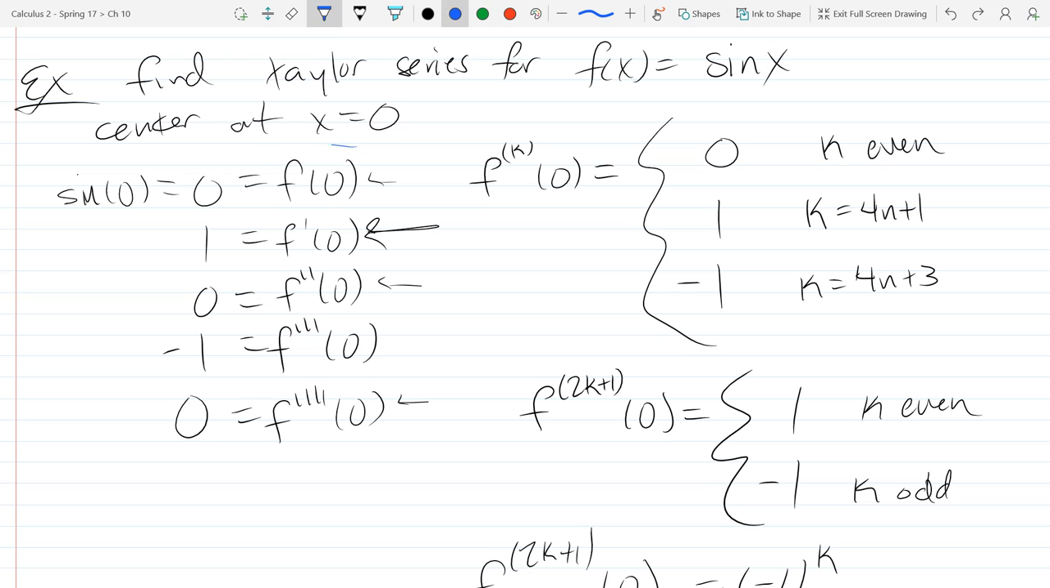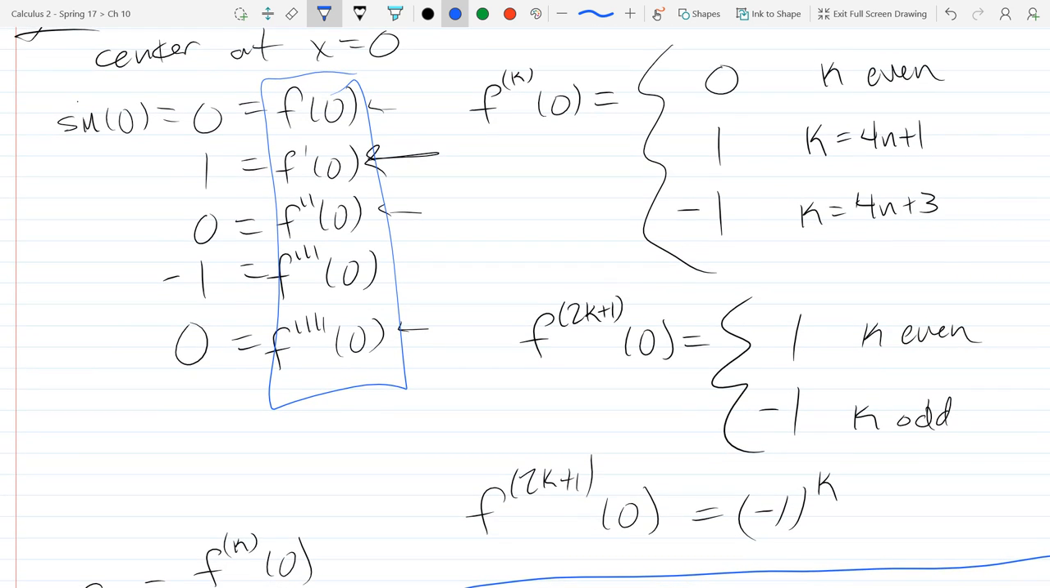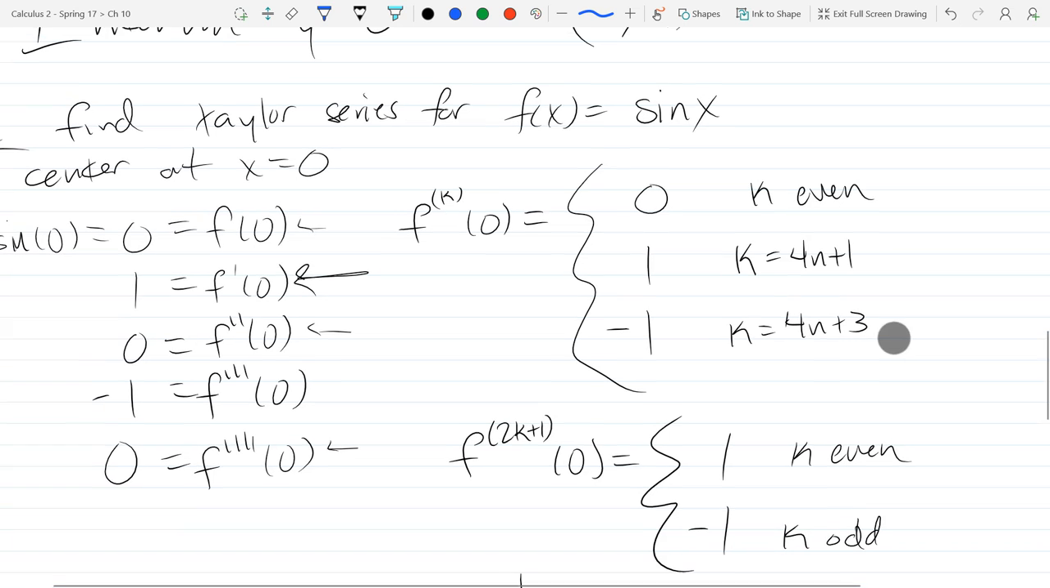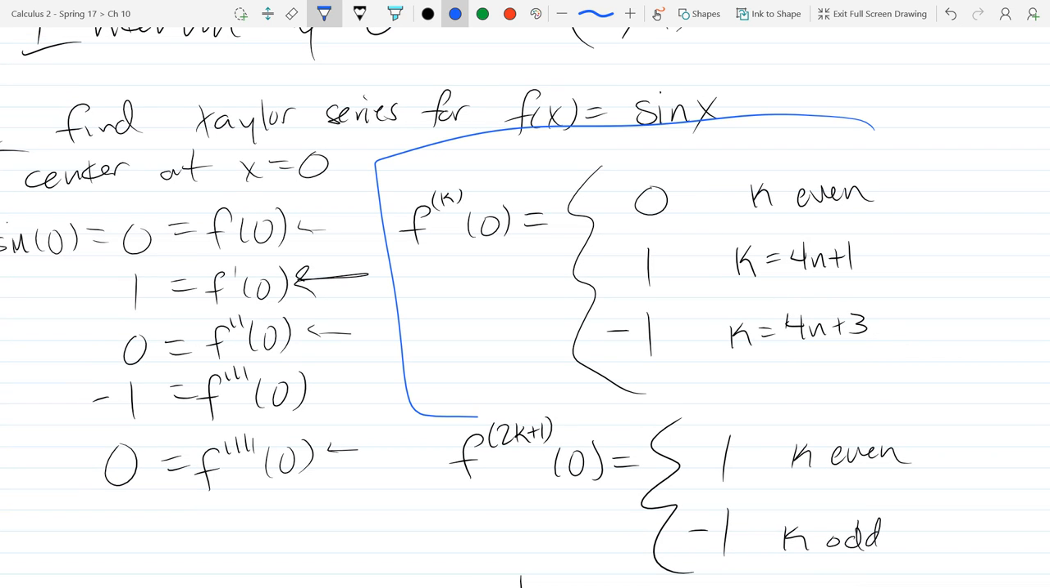Yeah, so I did all that work up here. So I decided what is f of 0, f prime of 0, f double prime of 0. And then I used that pattern right there, 0, 1, 0, negative 1. And that's how we built up our step function right here. This is sort of our first iteration.